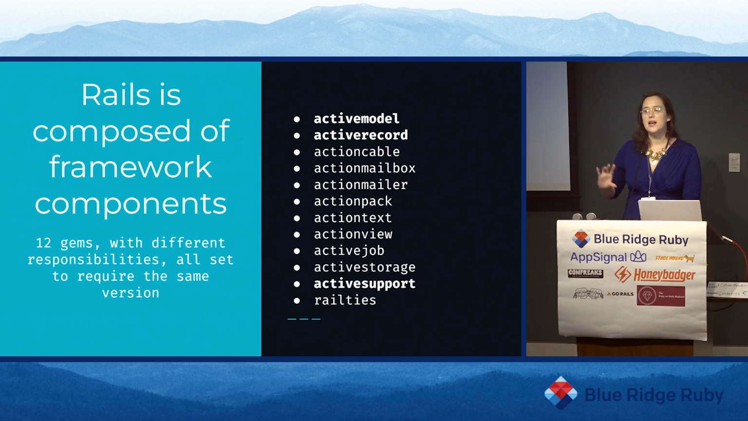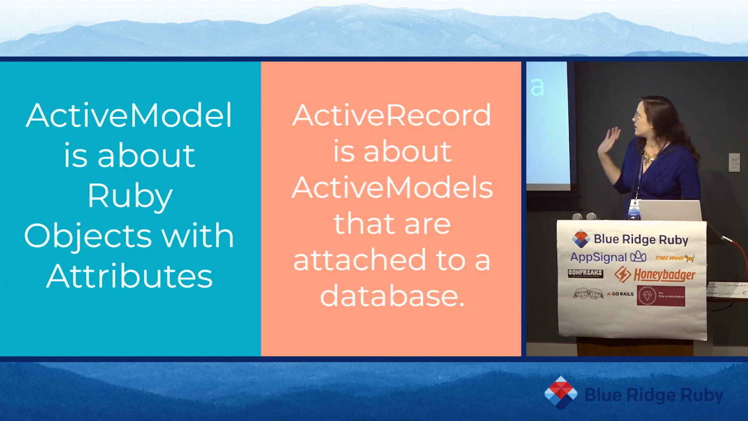Let's get back to the focus of the talk, though, which is more about ActiveModel and ActiveRecord. ActiveModel is about Ruby objects with attributes, right? And then ActiveRecord is about ActiveModels that are attached to a database. So attributes and validations are going to live in ActiveModel. ActiveRecord querying, that's going to live in ActiveRecord. Database connections, ActiveRecord. Everything related to databases, ActiveRecord, right?